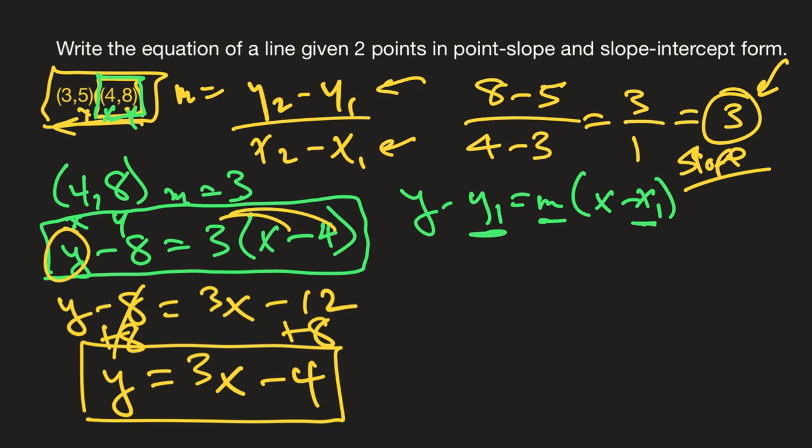So we need 3 pieces of information. We should have 3 now. First thing we needed was our slope. Next thing we needed was our point-slope form. And third thing was our slope-intercept form.